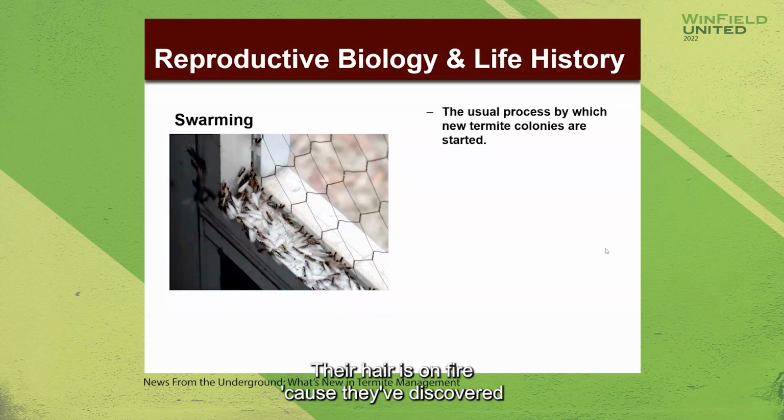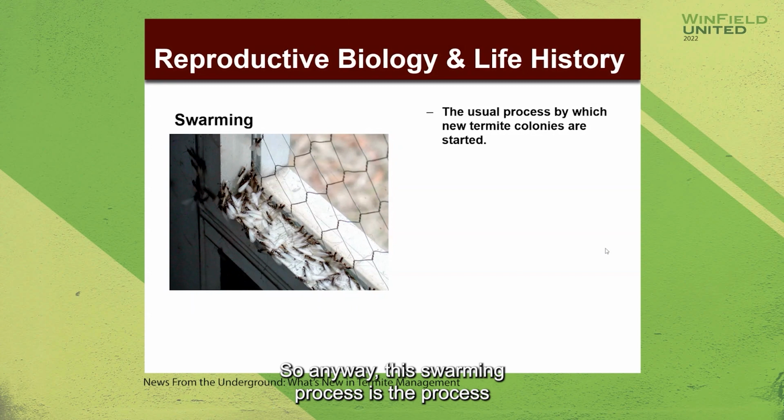Their hair is on fire because they've discovered a termite infestation in their home. And they have good reason to be, right? One thing I should mention, termite colonies don't push out reproductive swarmers until the colony is mature. And for most of our species of subterranean termites, that might be 5 years. So you've got a 5-year-old colony of termites feeding on a house. We're talking about a lot of worker termites that are removing wood as the clock ticks.